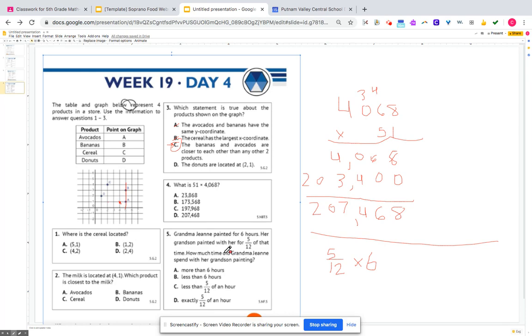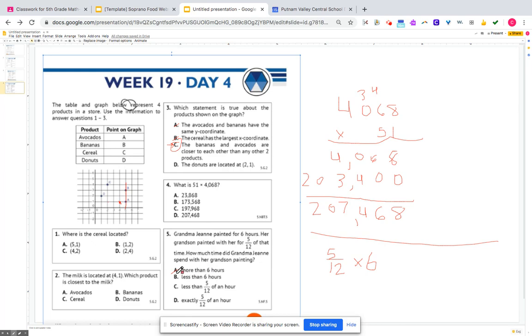So I have to really think about what this problem is saying. How much time did Grandma Jean spend with her grandson painting? Well, we just estimated that it would be a little bit less than 6 because 6/12 is half, and half times 6 is 3. So let's look at each answer choice. It's not more than 6 hours. That doesn't even make sense because she only painted for 6 hours. Less than 6 hours. That's true because half of 6 or 5/12 of 6 is less than 6.